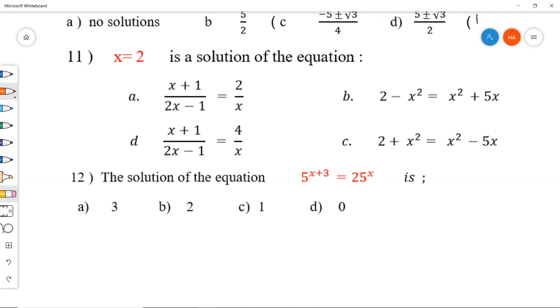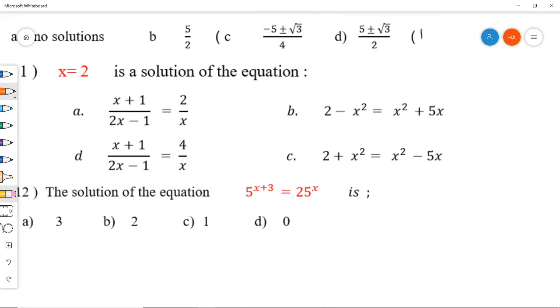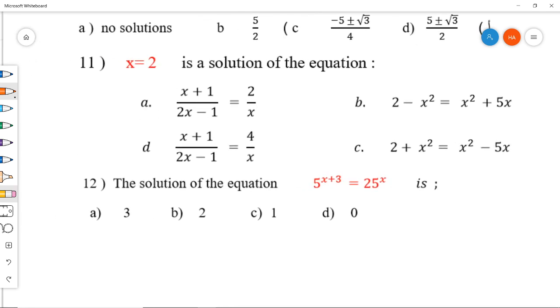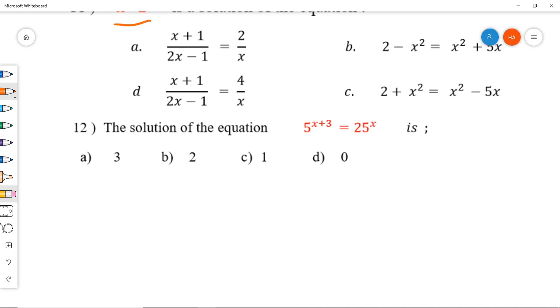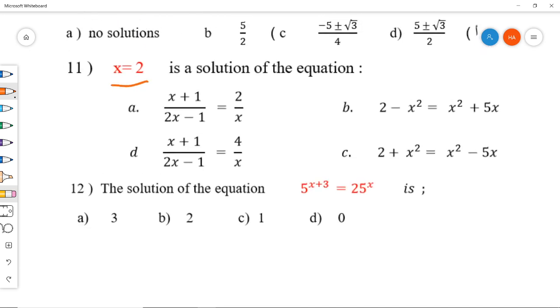Do we want to solve all four, meaning solve 4 equations, or is it easier to substitute? Plug x equal 2 in these equations; the one that comes out correct is the answer. Meaning we substitute x equal 2 in the left hand side and in the right hand side. If we get the same answer, then it is correct. x equal 2 is a solution.